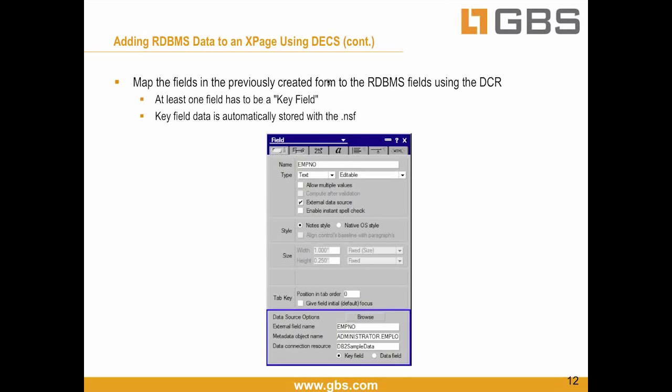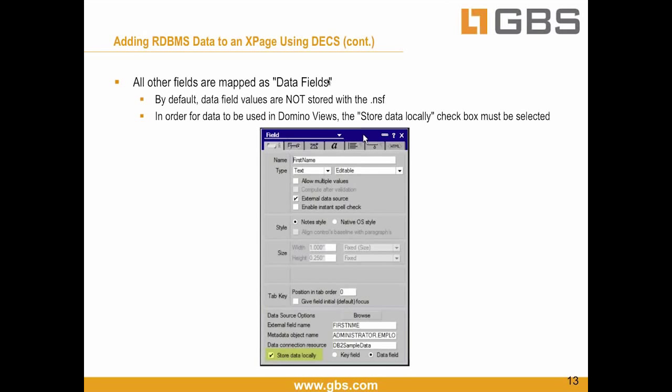So the key field data is automatically stored in the NSF. So when we implement this particular solution, then we have the data that's in the relational database, but then we also have the key field and then optional data that we're going to store in the NSF primarily for view purposes. But you can see at the bottom where we've identified the employee number as a key field.